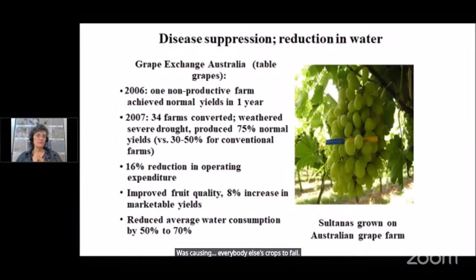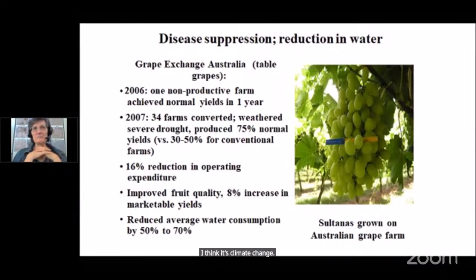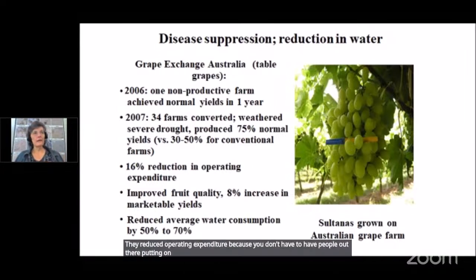In 2007, all of the farms belonging to the Grape Exchange Australia converted. They weathered, again, severe drought. In Australia, I think they've been in severe drought for the last 35 years. I think it's climate change. I don't think that's drought anymore. But all of the farms were increasing yields as compared to the farms that were left conventional. They reduced operating expenditure because you don't have to have people out there putting on inorganic fertilizers and pesticides and picking bugs off your grapes and all of those kinds of things.